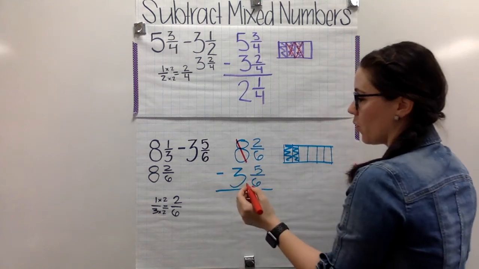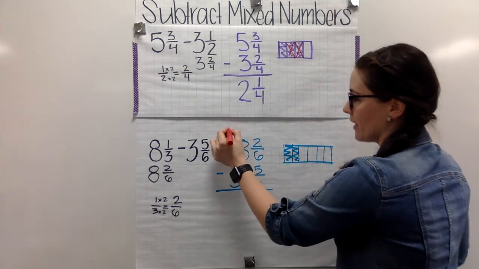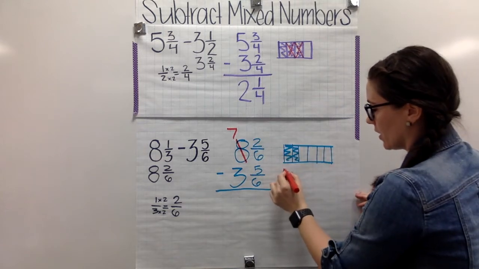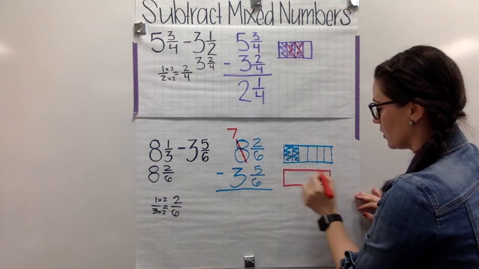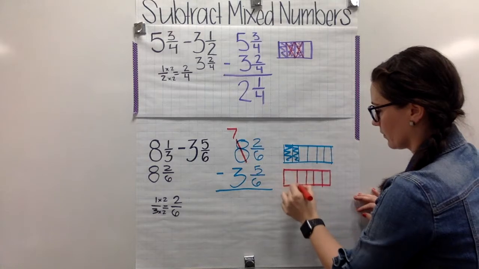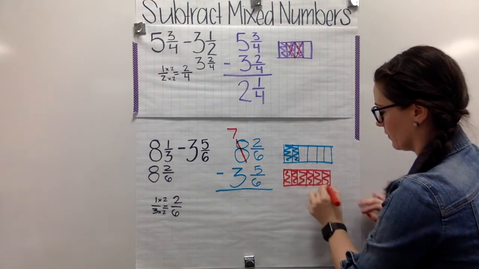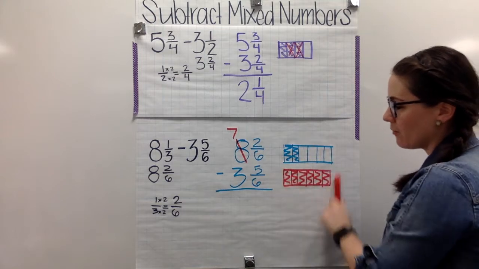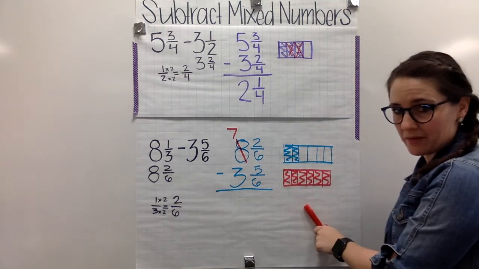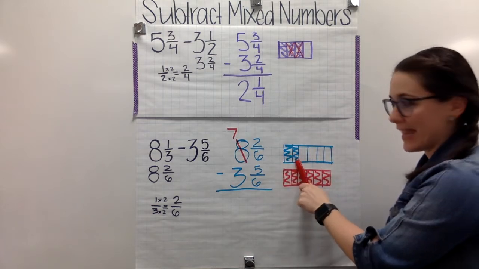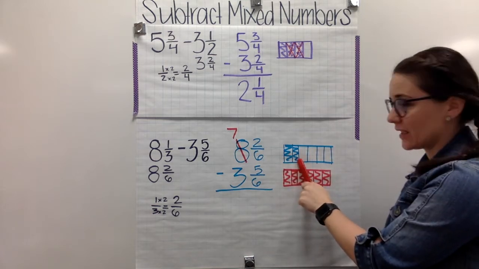So if I take one of those away, now I have 7. And I'm going to make that into sixths. So now, how many sixths do I have? Well, I have 1, 2, 3, 4, 5, 6, 7, 8. So I have 8 sixths.